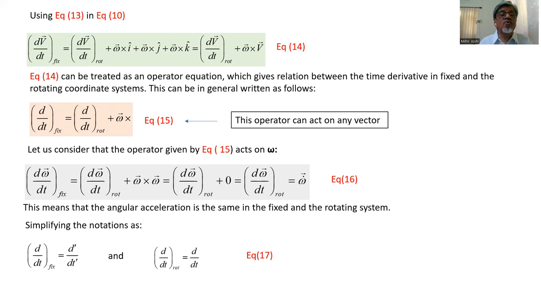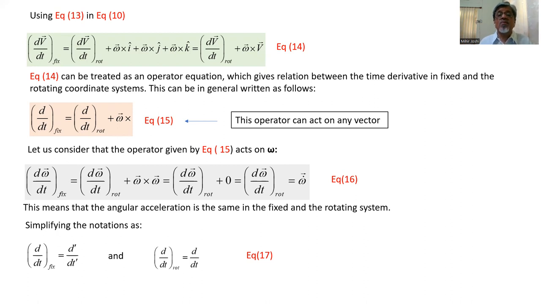Now equation number 14 can be treated as an operator equation, which gives the relation between the time derivative in the fixed and the rotating coordinate systems. So this can in general be written as d by dt fixed equal to d by dt rotation plus omega cross blank, where we have to select the vector.